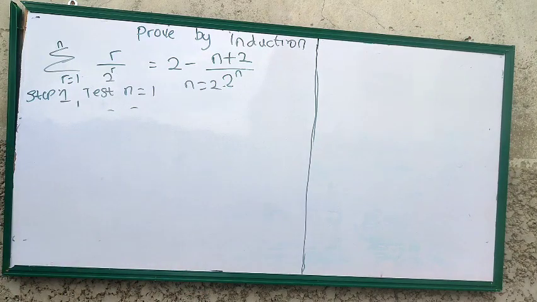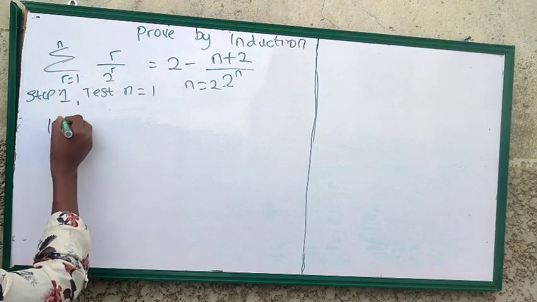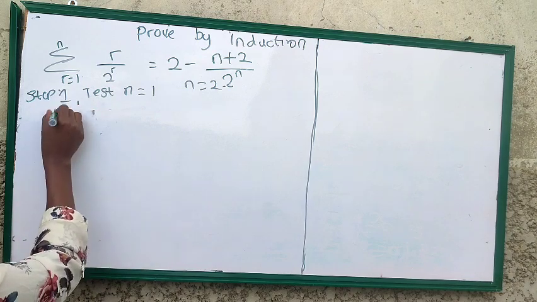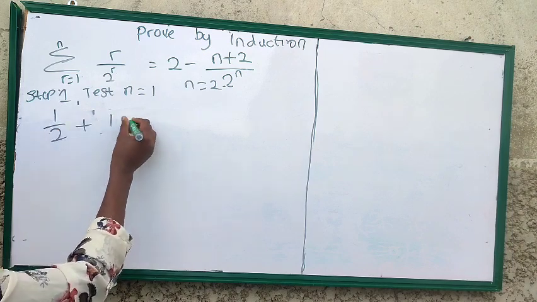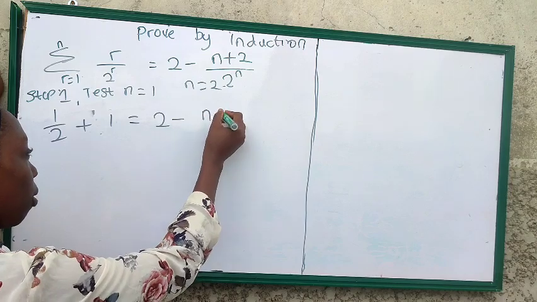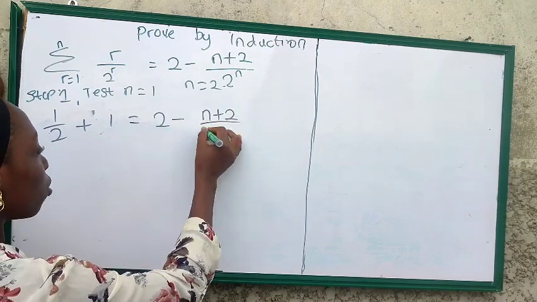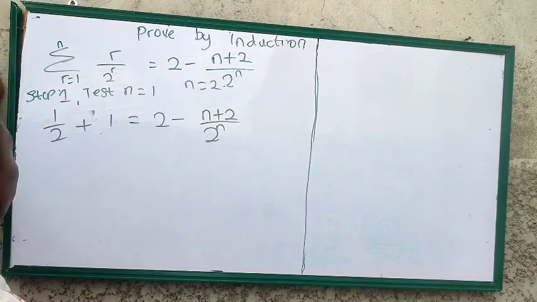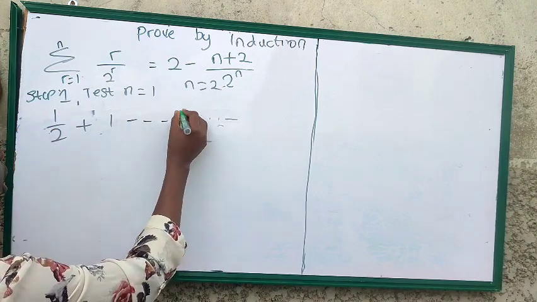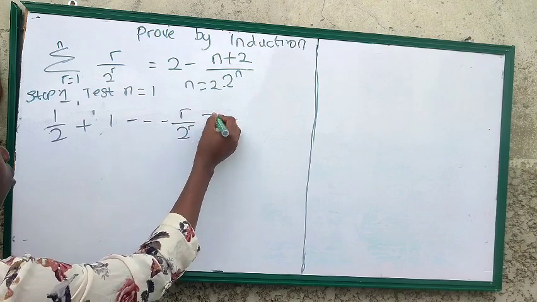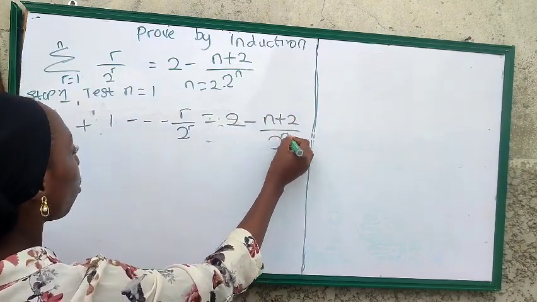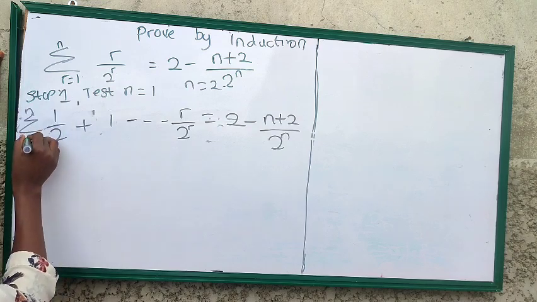Now our sequence will be 1 over 2 plus 1 plus and so on, so the sum of r divided by 2 to the power of r equals 2 minus (n plus 2) divided by 2 to the power of n.